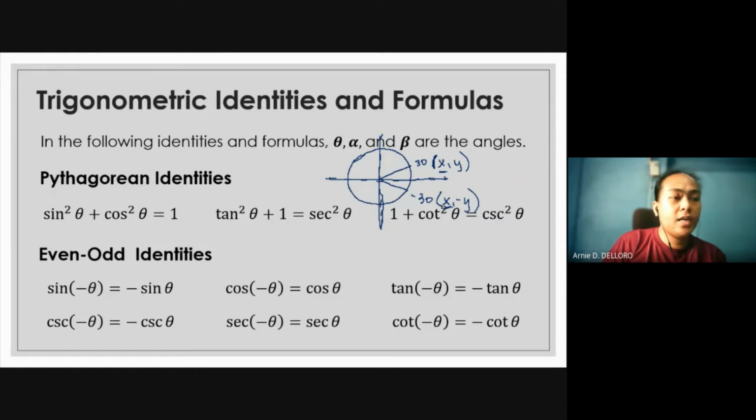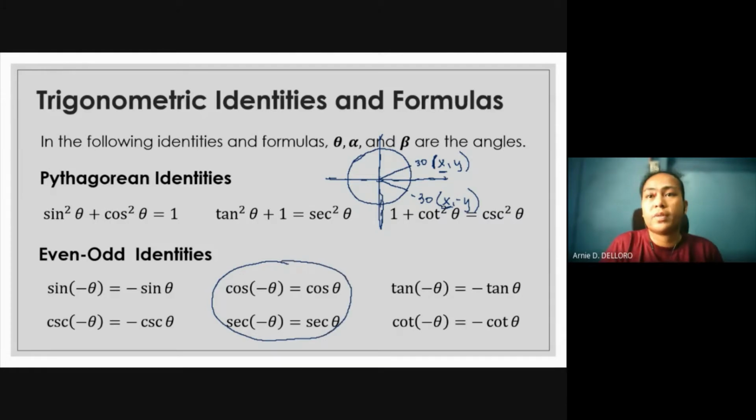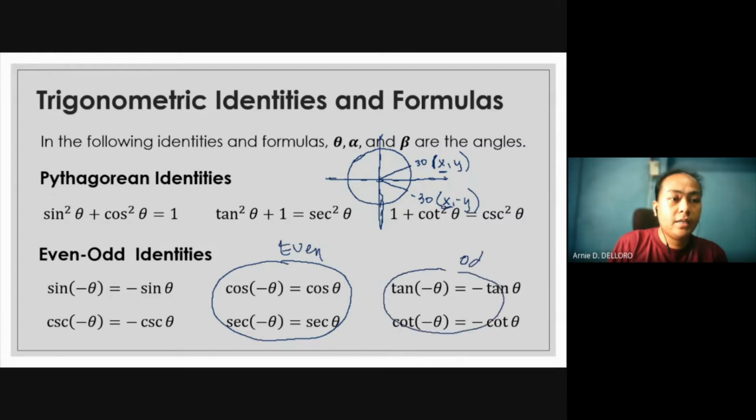Also, sine, cosecant, tangent, and cotangent are odd identities. Bakit sinabing odd? Kasi kapag kinuha natin yung negative, yung sine ng negative angle, ang lalabas yung negative sine ng angle. Same with tangent. Yung even identities natin ay ito lang: yung cosine and secant. Okay? This is even. Then, eto, odd identities. Same with this.